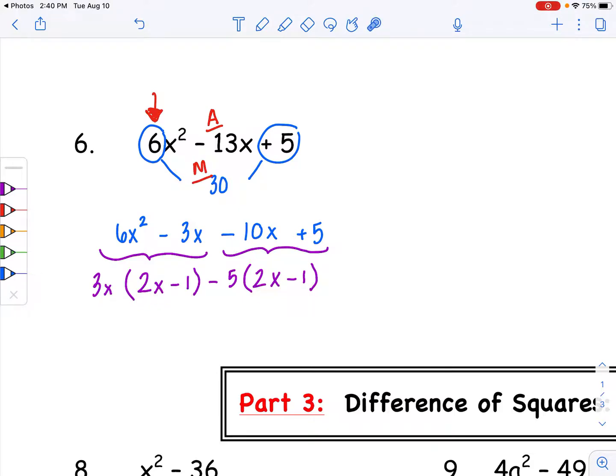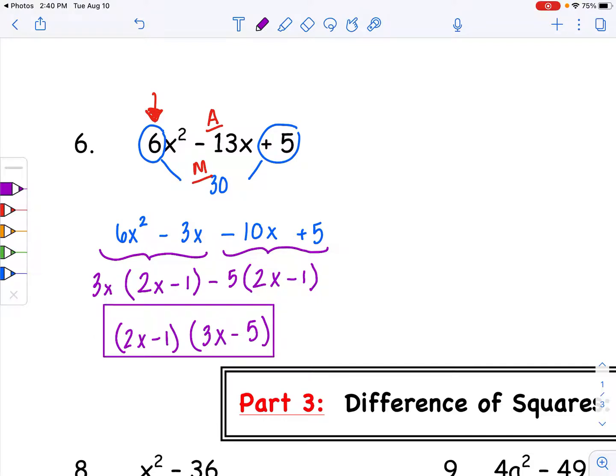That's crucial. If they don't match, then play around with that sign in front. Now this looks just like part 1. It has the 2x minus 1 in both terms, so get that bad boy out of there. What's left over in my first term is 3x. What's left over in my second term is minus 5.